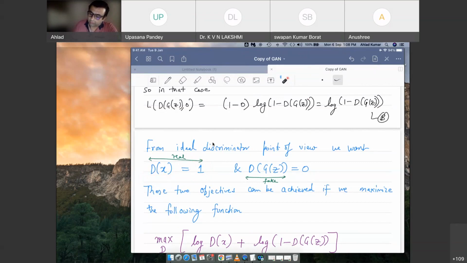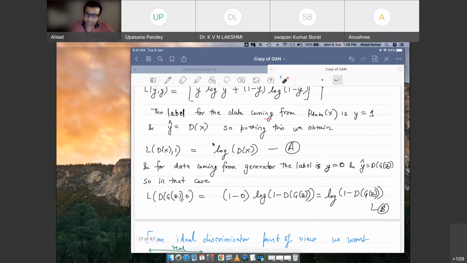Whereas, what is the second objective of the discriminator? If the fake data, which is g of z, is coming, then when it operates on this fake data, it should produce a value of 0. That is another important task that the discriminator has to meet. So these two objectives, d of x equal to 1 and d of g of z equal to 0, how do we achieve this? Using these loss functions which we have derived.